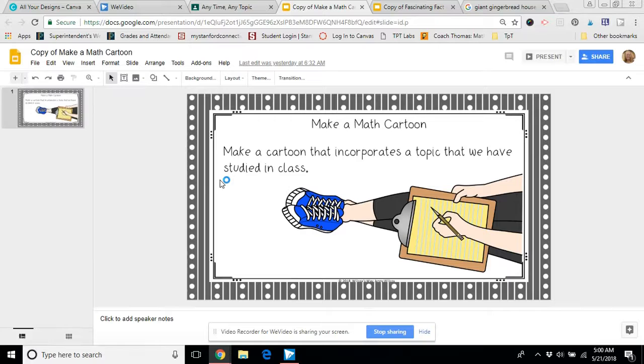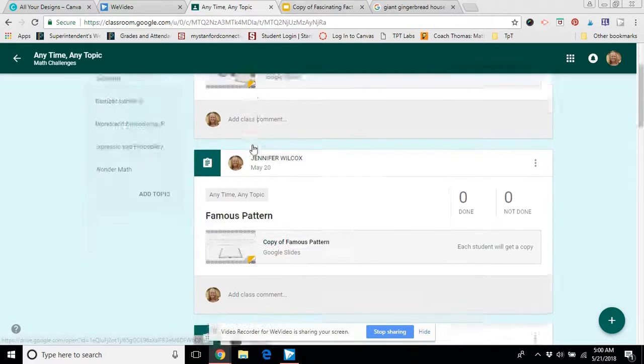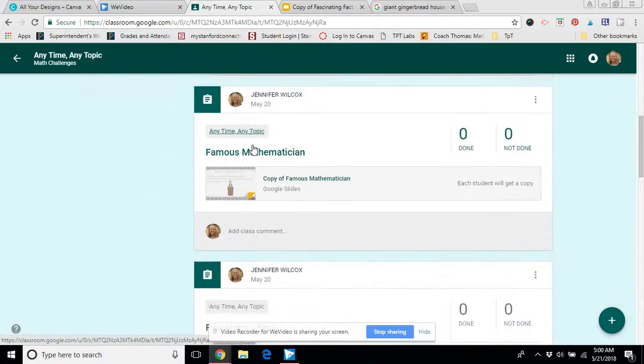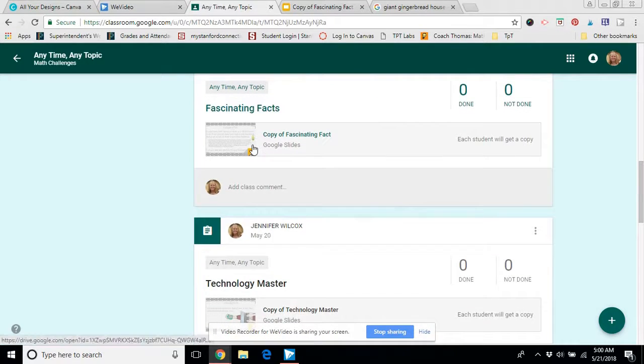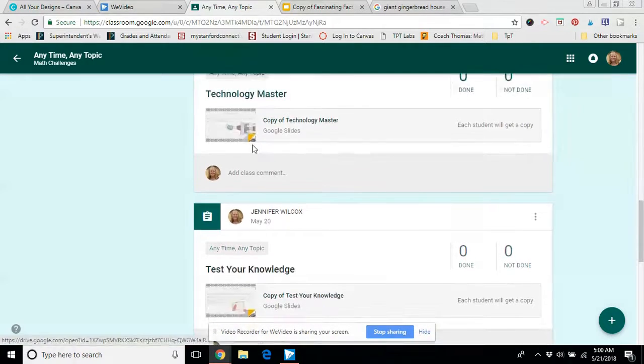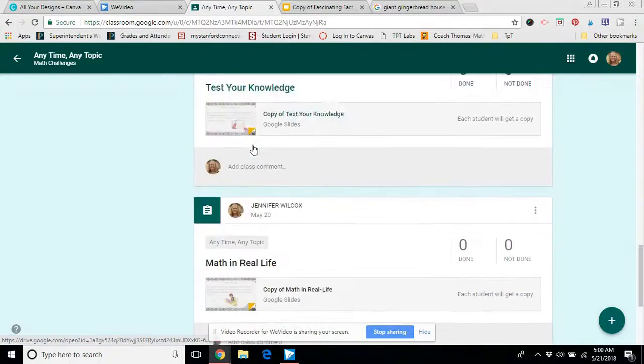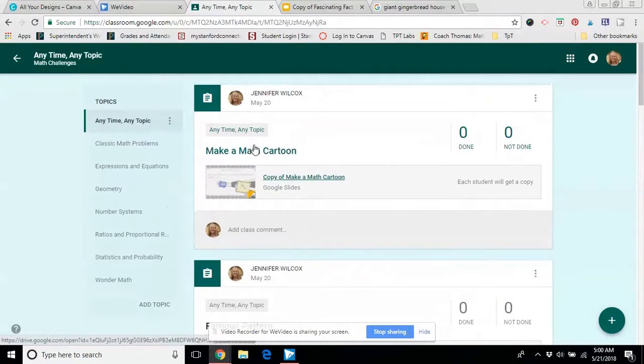Make a math cartoon that incorporates some topic that we've studied in class. I have a variety of these: famous mathematician, research a fascinating fact, write a test, things like that, that give students the opportunity to be content creators instead of just giving them a tough problem, maybe a chance to be a little bit more in depth with something that they're really interested in.